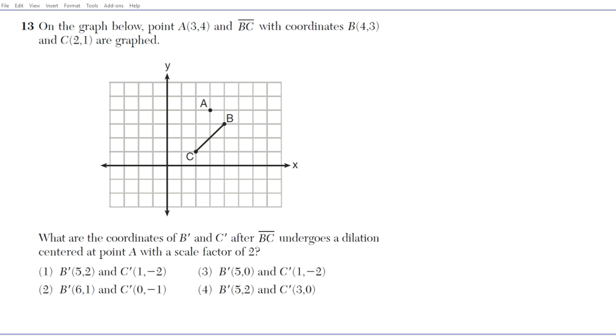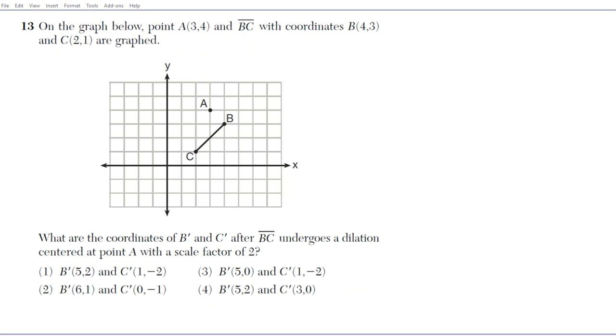Alright, let's take a look at question 13. In this question, we're dealing with the dilation of a line segment about a point that is not the origin. Okay? So it reads, on the graph below, point A (3, 4) and segment BC with coordinates B (4, 3) and C (2, 1) are graphed. So we have it here, the point and segment BC. Question, what are the coordinates of B prime and C prime after segment BC undergoes a dilation centered at point A with a scale factor of 2?